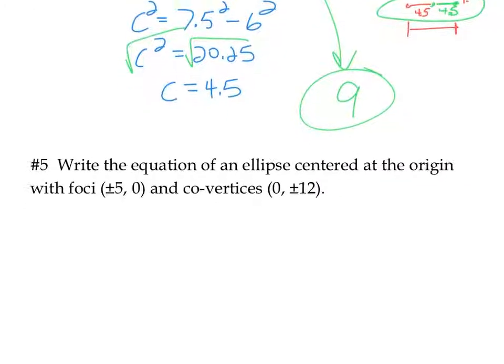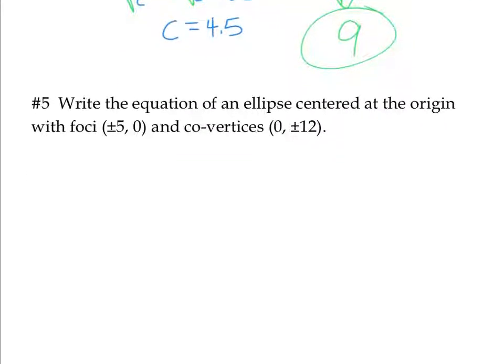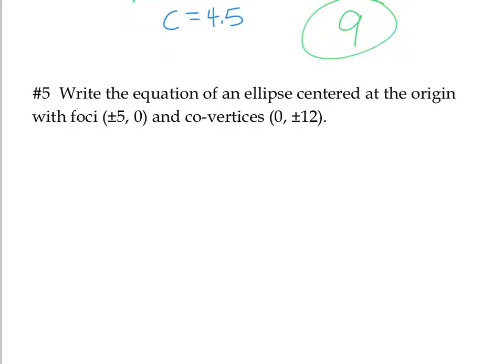We're going to write an equation of an ellipse, centered at the origin with foci plus or minus 5, 0, and co-vertices 0, plus or minus 12. So from this, let's first just look at what information we have. This is our c value is 5, and our b value is 12, from the co-vertices. So that's our b value.